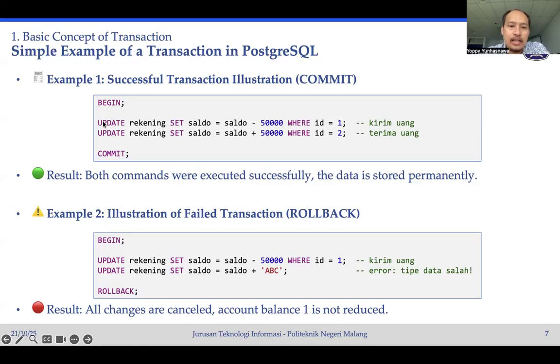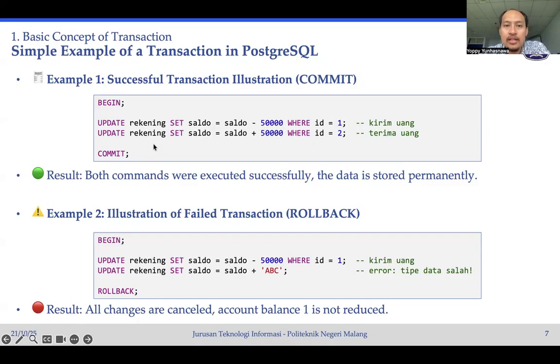First the database will execute this one: UPDATE rekening SET saldo = saldo - 50000 WHERE id = 1. This is, for example, the user ID who is sending the money. After this is successful, the database will execute the second statement: UPDATE rekening SET saldo = saldo + 50000 WHERE id = 2. This is the ID of the user who is receiving the money. Both of these will run correctly. After the two operations are complete, we call COMMIT here.